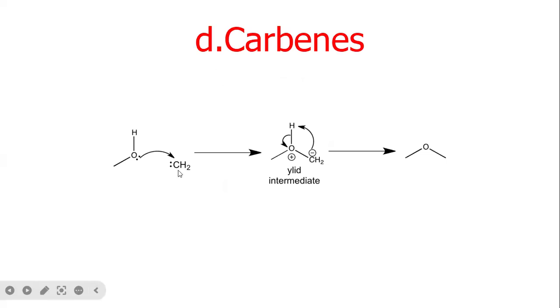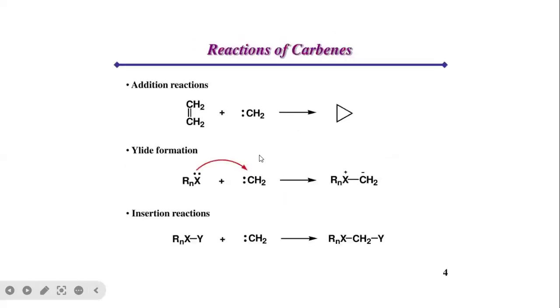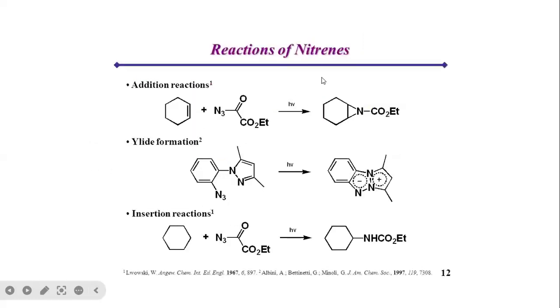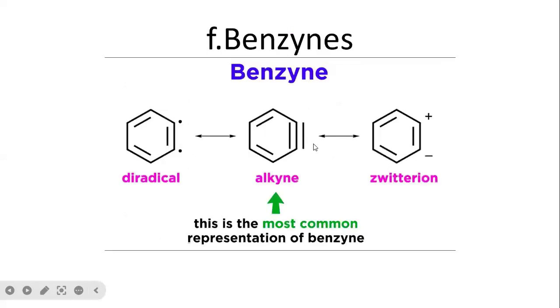Carbenes: the carbon with a lone pair of two electrons is called a carbene. Intermediate, allyl intermediate formation. Reaction with carbenes: addition reaction with ethene, allyl formation, and insertion reaction. Nitrenes: the nitrogen atom with a lone pair of electrons is called a nitrene, formed by thermolysis or photolysis of azides. Reactions of nitrenes: addition reaction, allyl formation, and also insertion reaction. Nitrenes are similar to carbenes.